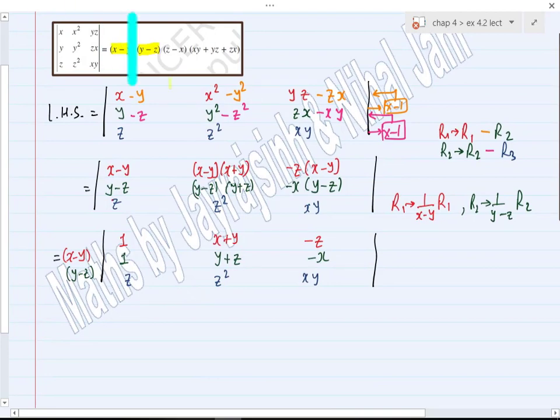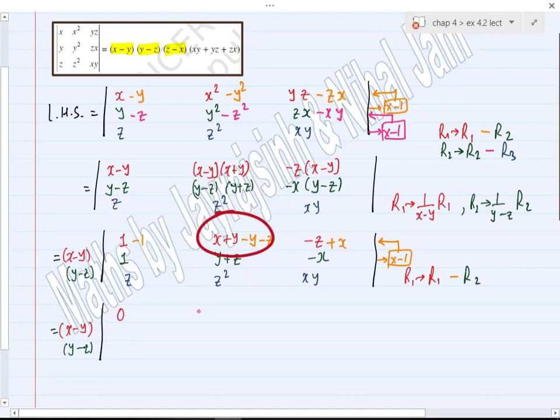Now what? Let's try to get z minus x. R1 gives R1 minus R2. That means multiply minus 1 with the second row and add into the first row. So 1 minus 1s are minus 1, y plus z 1s are minus, minus y minus z, and minus x minus 1 are plus x, right? So this x minus y and y minus z will be as it is, and your first row will be 0. Y will cancel out.